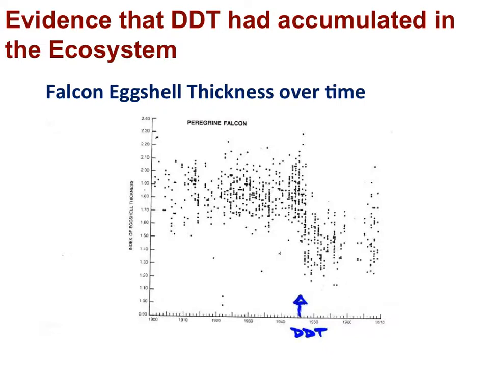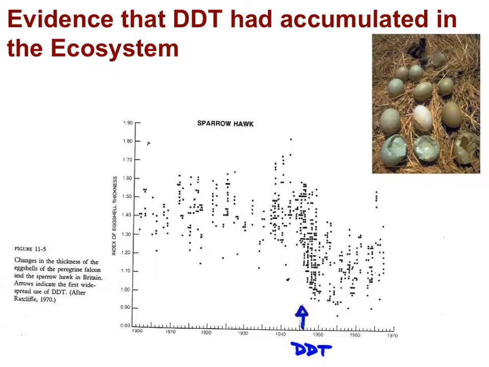And there is a strong correlation between the introduction of DDT and a thinning of eggshells in raptors. The thinning eggshells interfered with successful reproduction, causing the bird populations to decline. Again, here is a strong correlation between the introduction of DDT and the thinning of eggshells in sparrowhawks. The thinning eggshells interfered with successful reproduction, causing the bird populations to decline.